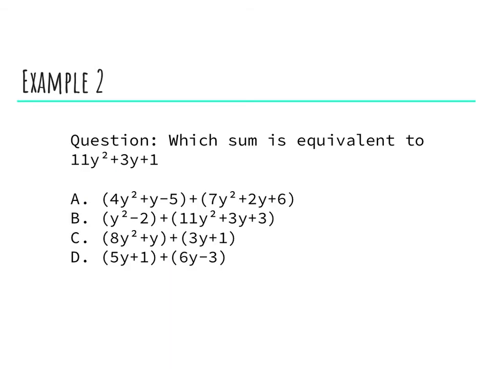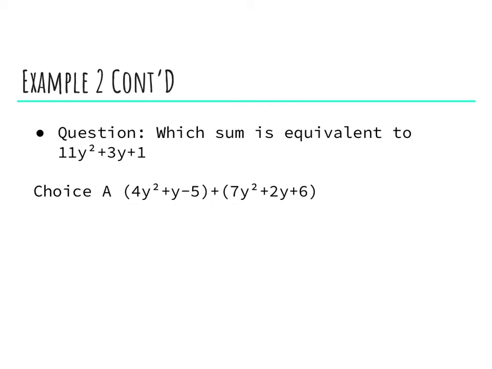Let's look at another example. The question says, which sum is equivalent to 11y squared plus 3y plus 1? Now, sum means that we're adding, and equivalent means the same. So the question is basically asking us, which of these options, when we add them, is going to give us 11y squared plus 3y plus 1?